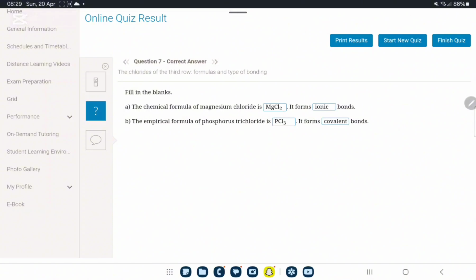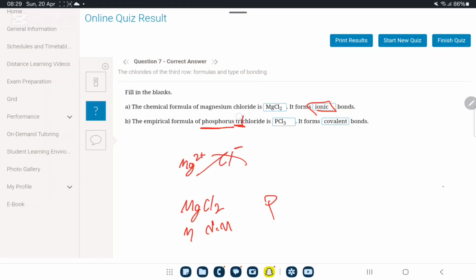The chemical formula for magnesium chloride: magnesium, group 2, has a charge of 2 plus, chloride, group 7, Cl minus, crisscross, MgCl2. Again, metal, non-metal, so ionic bonds. The empirical formula for phosphorus trichloride, again they gave you the name, phosphorus, so P, and trichloride, the prefix tri, so 3, PCl3, and it forms covalent bonds.